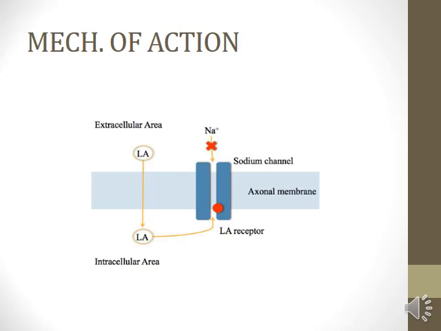Now in this slide you can see the diagrammatic representation of the blockade of sodium channels by the local anesthetics. You can see that there is a sodium channel traversing the axonal membrane from outside towards the inside. Now the local anesthetics, when given through any route, are absorbed within the axonal membrane, and after entry into the axonal membrane, or coming into the intracellular area, they act upon the sodium channels from the inside and block them from the inside.